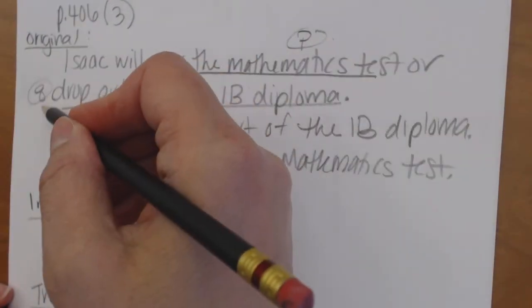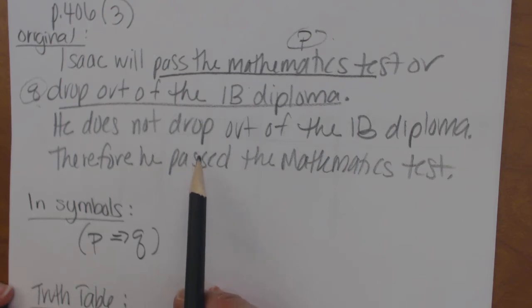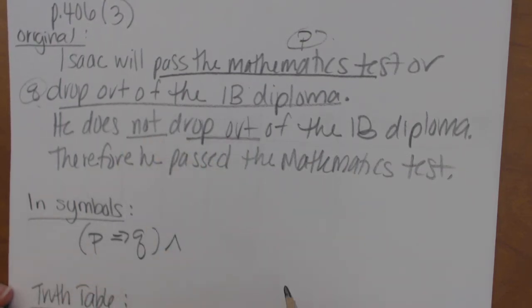So if P, then Q. Okay, he does not drop out. So they're telling you he does not drop out. So since that is the only option, it's going to be "and not drop out," so and not Q. We're starting a new sentence. Remember, starting a new sentence, you have to put in your grouping symbols.